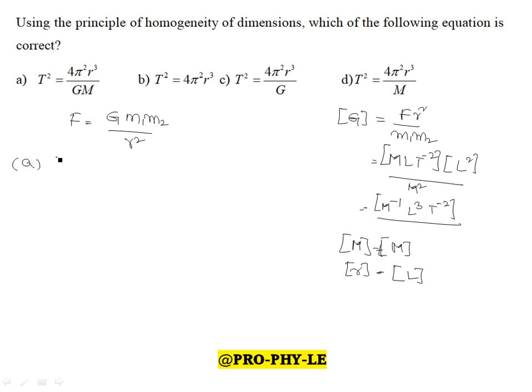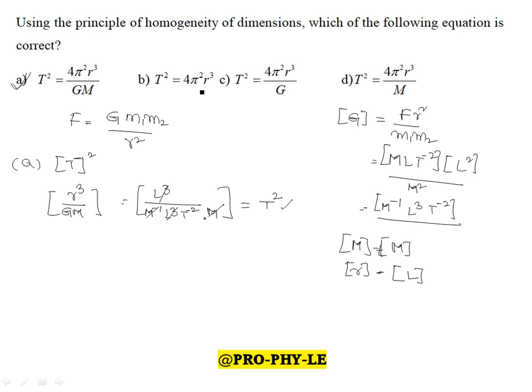Now look at this first option. On our left hand side is T square, and on the right hand side you have r cube by GM. Forget about that 4 pi square, it will not have any dimensions. What is r cube? R cube is nothing but L cube, by GM. What is G? M power of minus 1 L cube T power of minus 2, into M. M will have dimensions of M, so that M gets cancelled, L cube gets cancelled, and 1 by T power of minus 2 is T square. So our left hand side is equal to the right hand side, so our correct option is A.